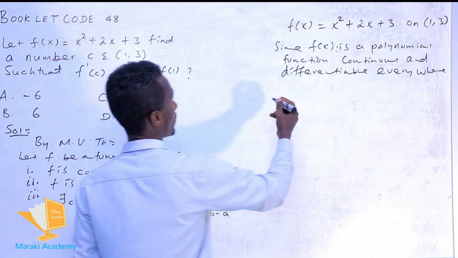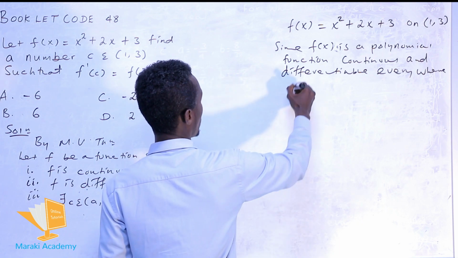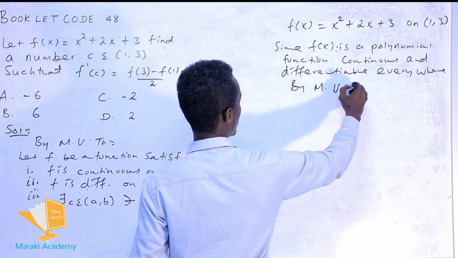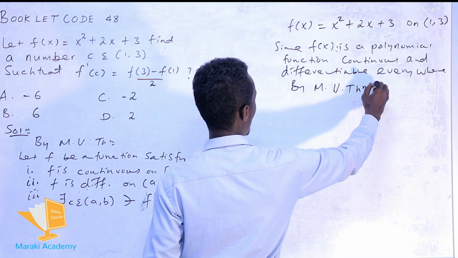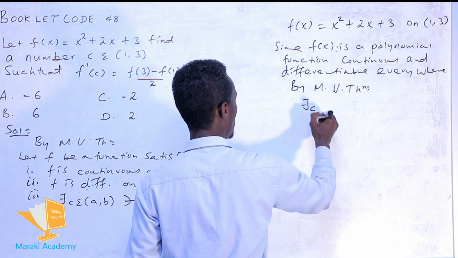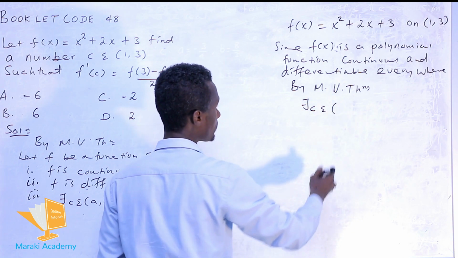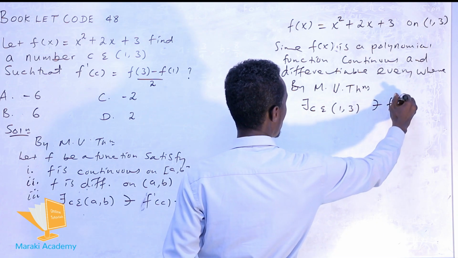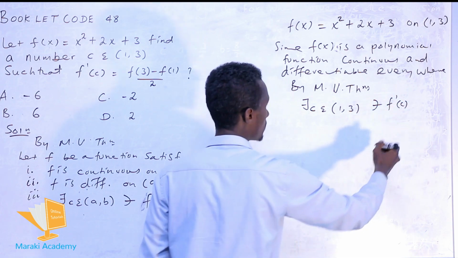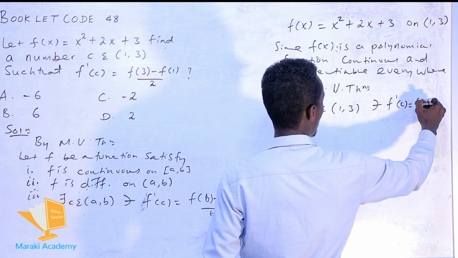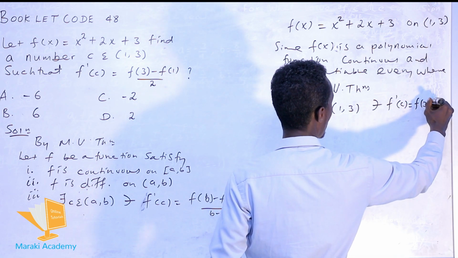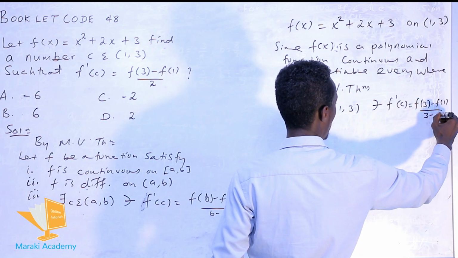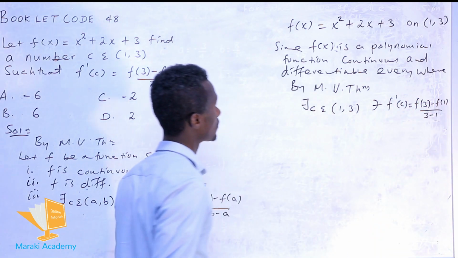So, which exists by mean value theorem. By mean value theorem, there exists c between the interval 1 to 3 such that the function first derivative at point c must be equal to the given function at point 3 minus the function at point 1 over 3 minus 1, meaning this 2.